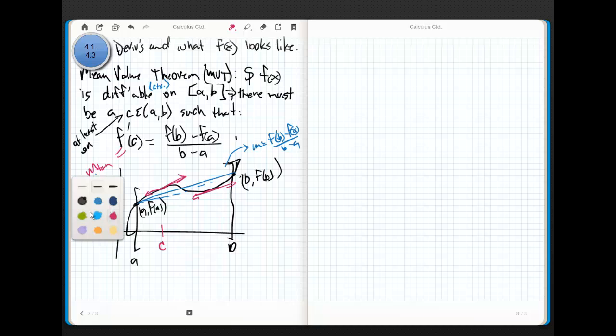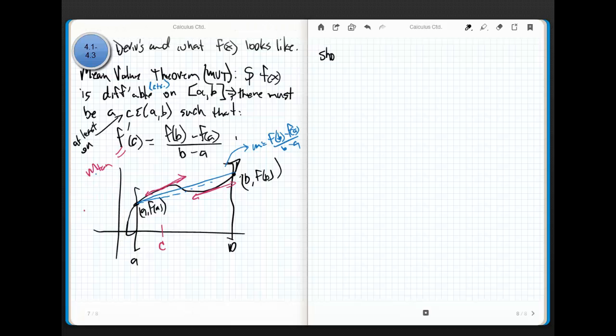So let's say, for example, show the mean value theorem holds true for f of x equals x squared on, I don't know, let's go 1 to 5. Whoops, that should be closed, right? All right, so first and foremost, let's make sure that we satisfy the beginning of the theorem. Well, it's the function x squared. We know that's continuous. It's on a closed interval.